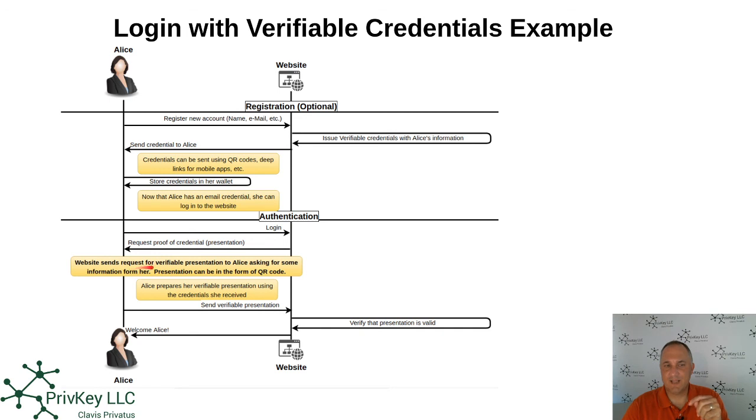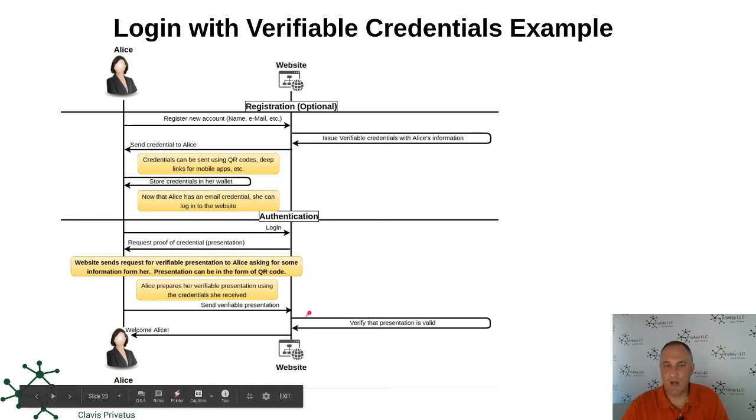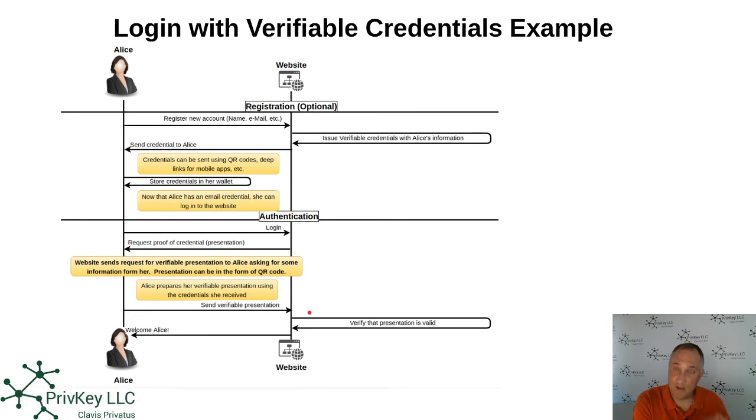So the website sends a request for verified presentation to Alice, asking for some information from her, and the presentation can be in the form of a QR code, for example, that makes it very easy. So Alice then prepares that verified presentation. She presents whatever was asked to be presented, and sends a verifiable presentation. In other words, she signs that verifiable information and sends it to them. So now there's a signature associated with this that was generated from her private keys that are in her phone. The signature and this verifiable information go to the website.